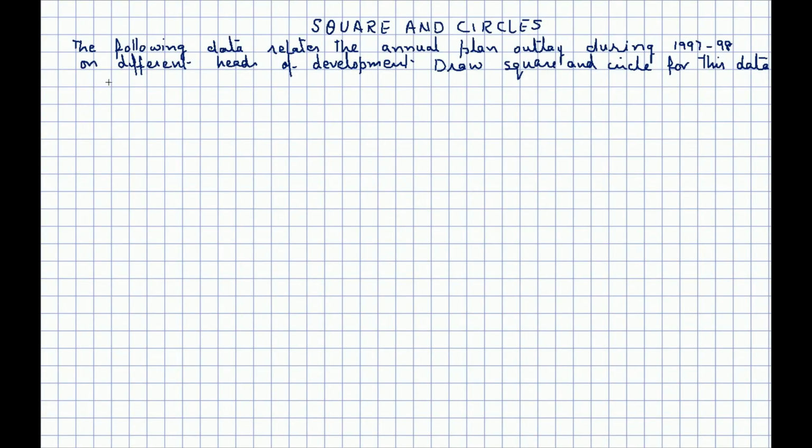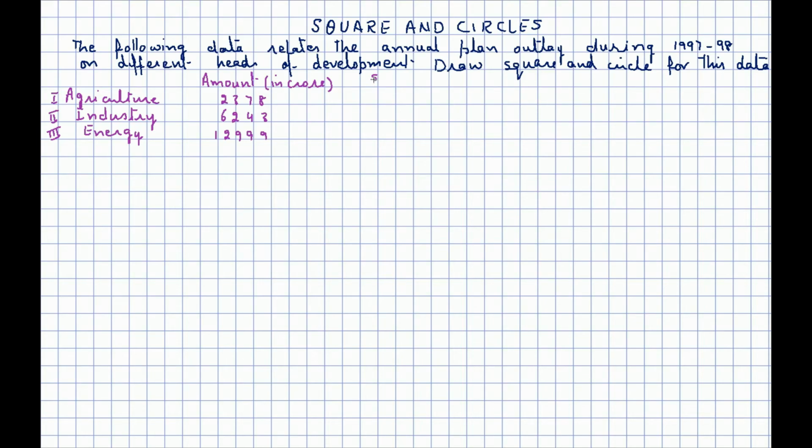Next is square and circle. The question is, the following data relates to the annual plan outlay during 1997-98 on different heads of development. Draw square and circle for this data. The amount spent on agriculture is 2,378. The amount spent on industry is 6,243. And the amount spent on energy is 12,999 crore. Everything is in crore.